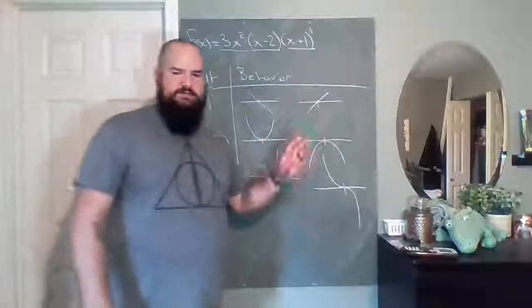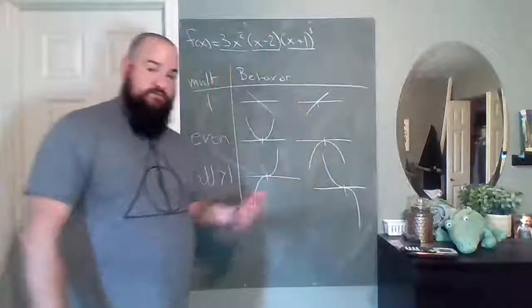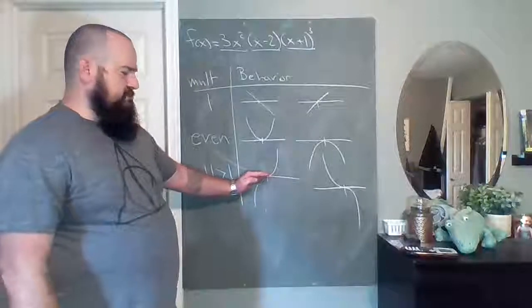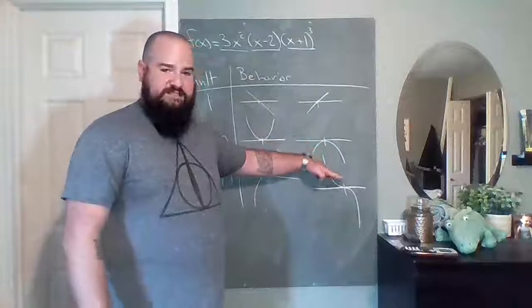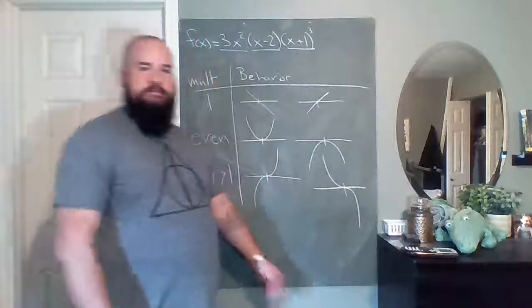All these tick marks, by the way, are just the roots. So those are just showing where the roots are. So it comes up, flattens a little bit, goes through the x-axis, and passes up. Goes down, flattens out a little bit, goes through the x-axis, and goes down.